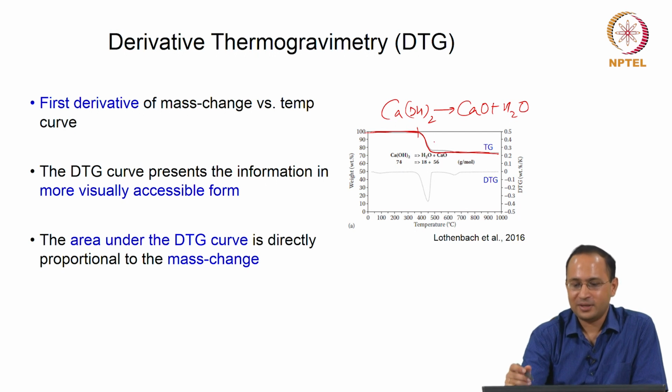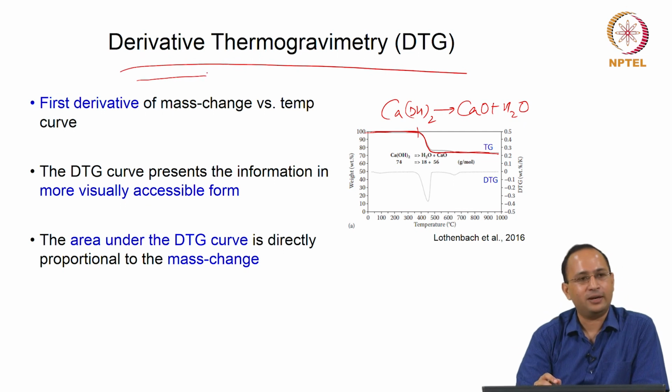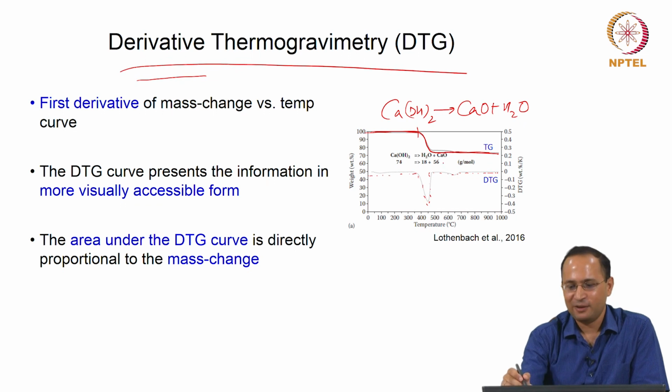Why I am mentioning it: we are now talking about derivative thermogravimetry. Derivative thermogravimetry is nothing but the first derivative of your mass change versus temperature curve. So you have this mass change versus temperature curve. Now if I take the derivative of this, the derivative gives me this second plot here. Basically the DTG curve presents the information in a more visually accessible form. It is easier to see peaks. There is no new data, you are replotting the same data, just taking the first derivative.